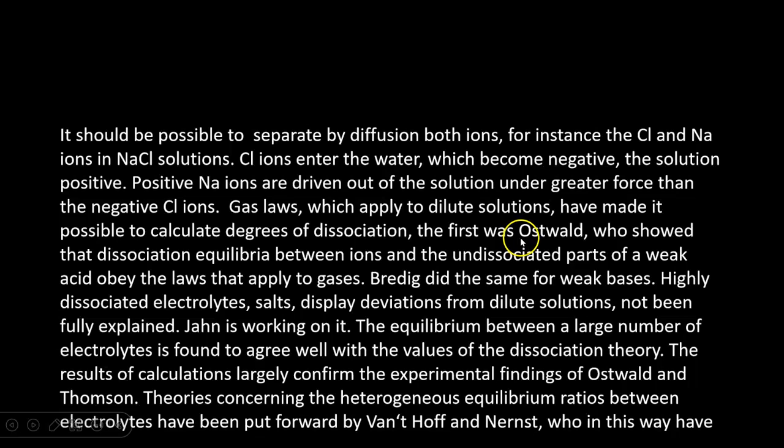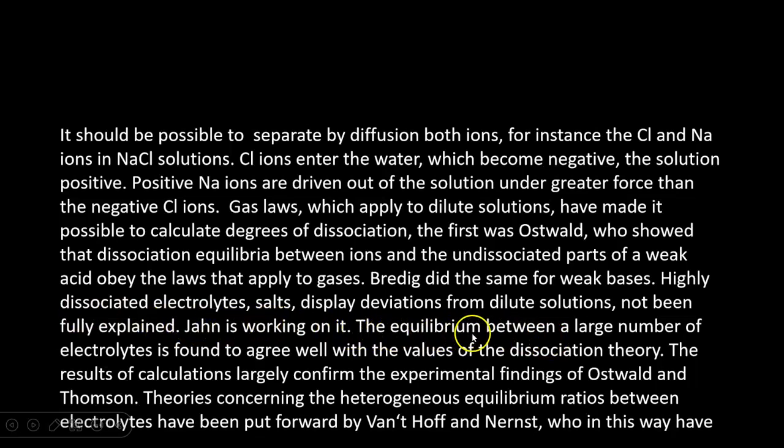The first to do this was Ostwald, who showed that dissociation equilibrium between ions and the undissociated parts of a weak acid obey the laws that apply to gases. Bredig did the same for weak bases. Highly dissociated electrolytes, salts, display deviations from dilute solutions not being fully explained, and Jahn is working on it.